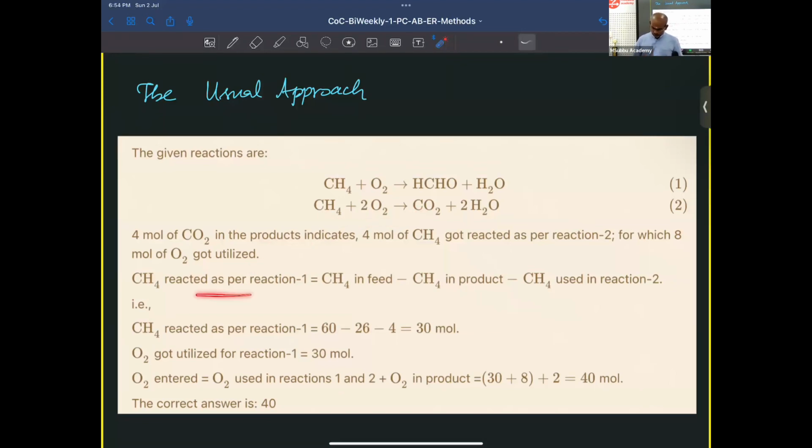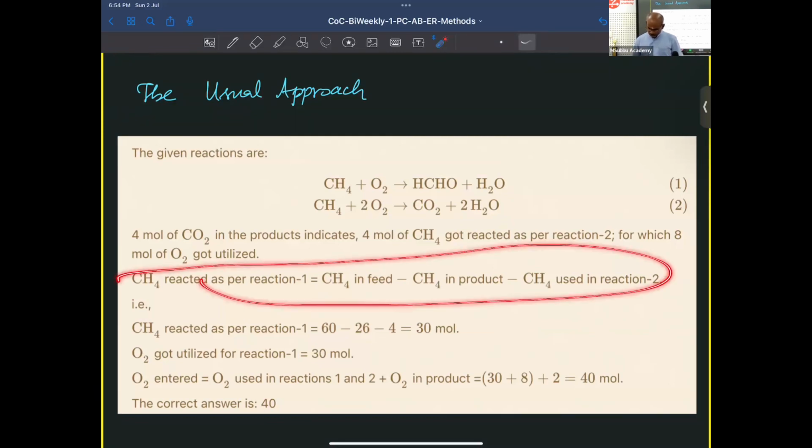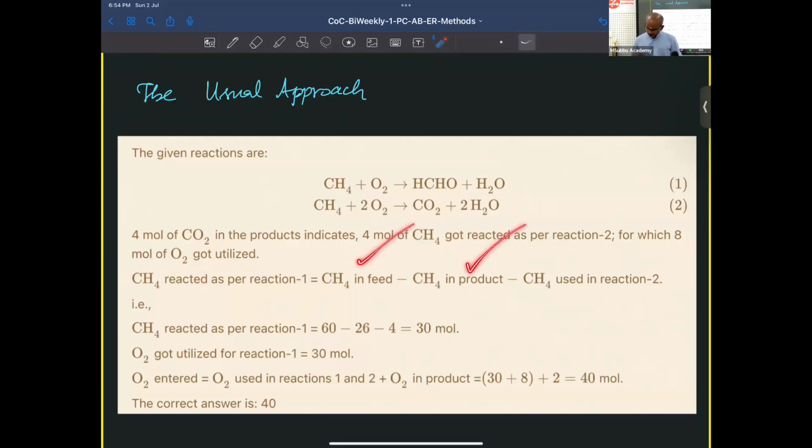So the balance is going to be utilized as per reaction 1. Otherwise, the methane in feed minus methane getting consumed as per reaction 1 and minus consumed as per reaction 2, that is equal to methane in the product. So that balance only we have written. Methane in feed is known, methane in product is also given, and methane in reaction 2 we just got to know that. So methane undergoing reaction as per the first one, which we could also calculate, is 30 mole.